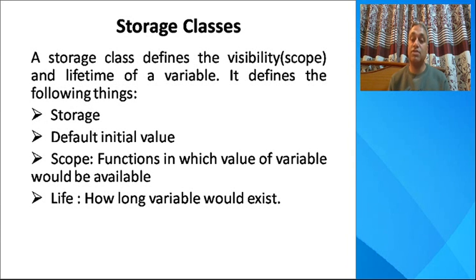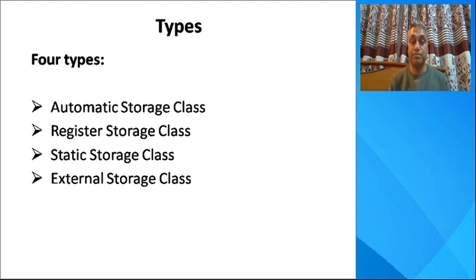Second one, default initial value. Whenever we declare a variable, it takes a default initial value that we call a garbage value. Third one is scope of the variable, where the variable will be applicable, meaning the functions in which the value of the variable would be available. And at last, the life of the variable, how long the variable would exist in the program or a function.